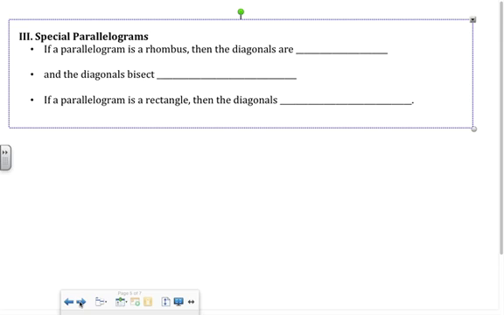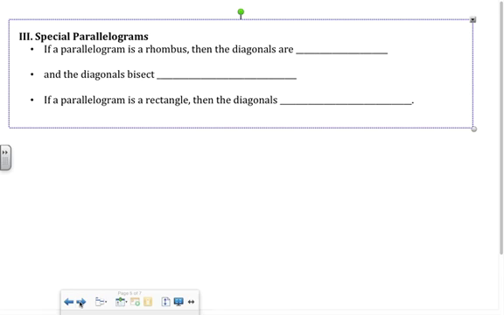What does it mean for a parallelogram to be a rhombus? What's the definition of a rhombus? That's what I'm trying to get at. Four-sided figure. Well, that's a parallelogram. What makes a parallelogram a rhombus? All 4 sides are congruent. If that's not something that you knew, you probably want to write that down. Okay? A rhombus has 4 congruent sides.